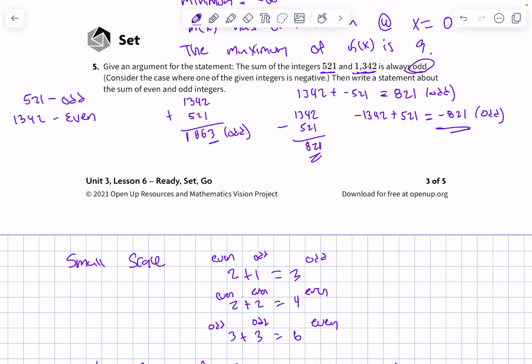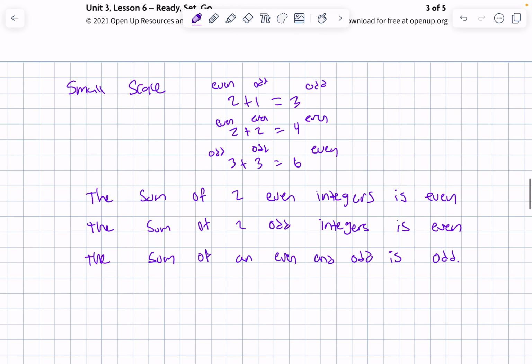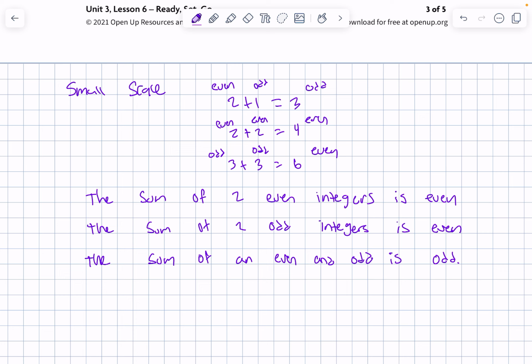Okay. So that's where I think that's a fair argument. Your answer might look different than mine, but as long as you make the connection that an even plus an odd gives you an odd, even plus even gets you an even number, and an odd plus an odd gives you an even number as well, okay?